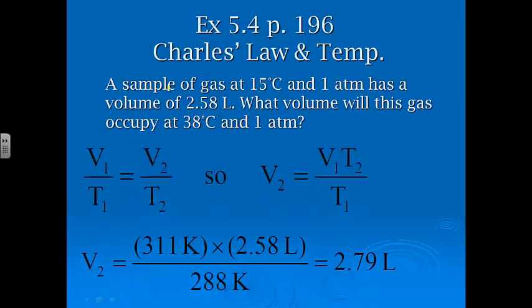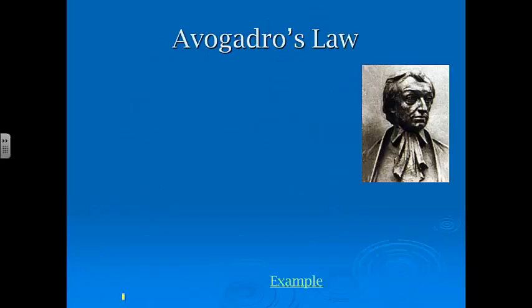Okay, so here we've got a sample of gas at 15 degrees Celsius and 1 atm has a volume of 2.58 liters. What volume will the gas occupy at 38 degrees Celsius and 1 atm? Now, since the pressures are the same, you don't have to include them. You don't necessarily have to convert these to degrees Celsius, but well, no, I'm lying. You do need to always convert it to Kelvin. You always want to go from Celsius to Kelvin so that you don't end up with negative numbers. And that's really what they're trying to prevent against. So it's just good practice. And since our volume was given in liters, we also have 2.79 liters after we plug and chug, because the kelvins cancel out.